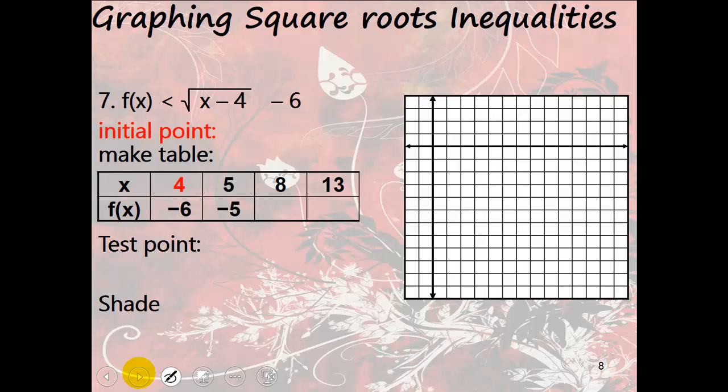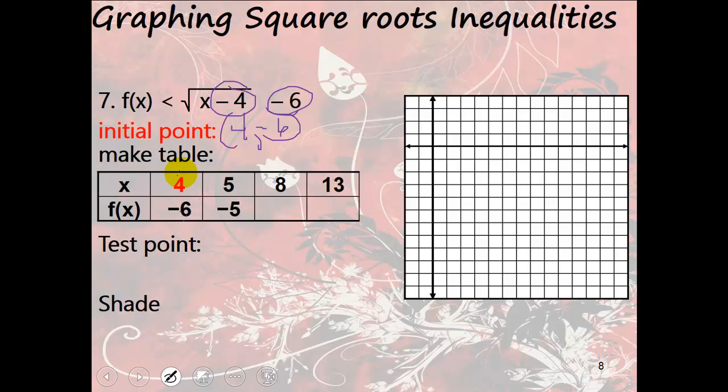The thing that you have to remember is that your graph or your shading cannot go to the left of your initial point. So my initial point is going to be the opposite of -4, and then -6. 4, -6. I plug that in to my table, and now I'm going to pick values that give me perfect squares.